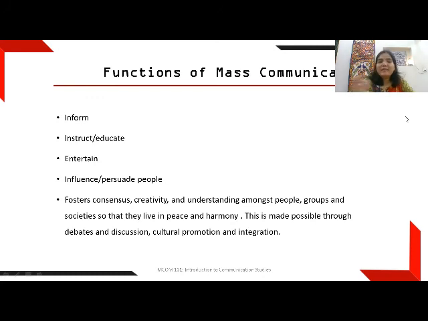Okay, so these are a few functions of mass communication. I'm sure all of you already know about it, but it's better if you can look further and search about these things, and you will find out even more.